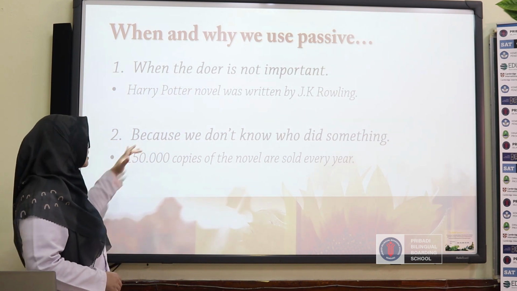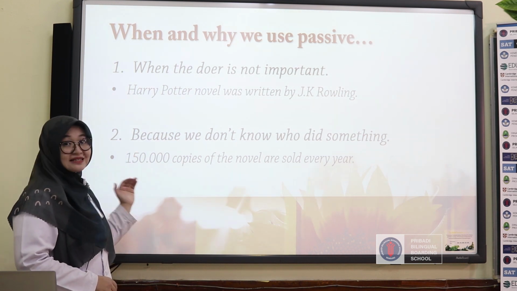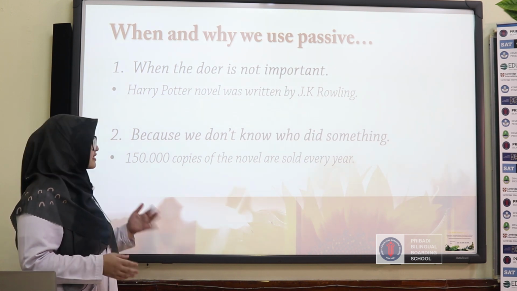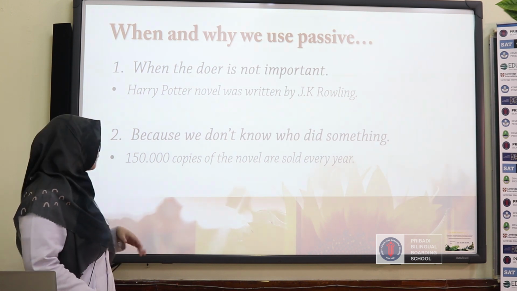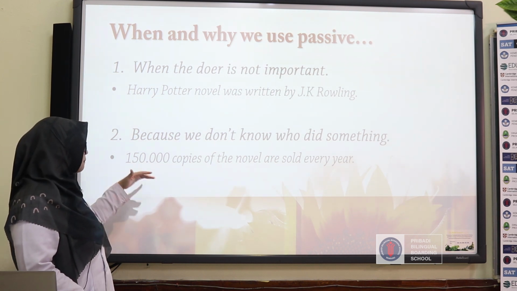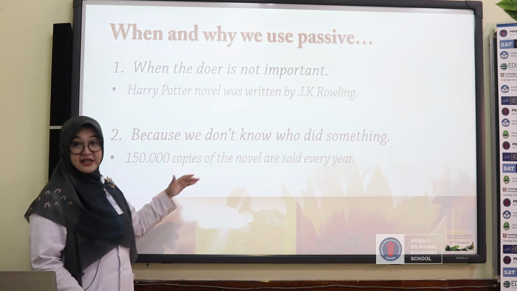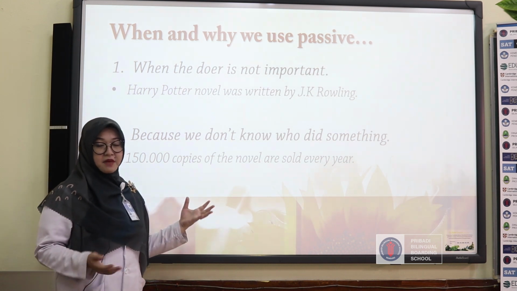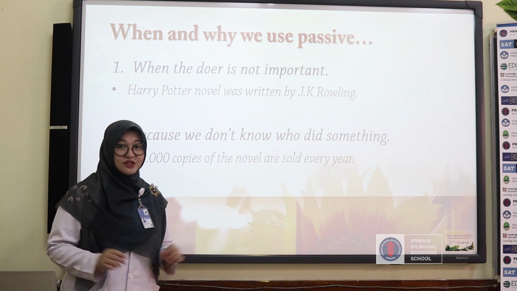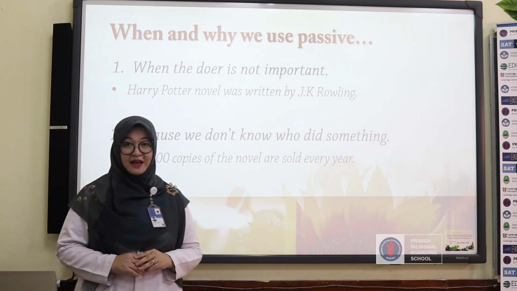The second one, because we don't know who did something, instead of putting somebody or anybody, we can just simply use passive sentence for this. So look at the sentence, 150,000 copies of the novel are sold every year. We don't know who sell it. Maybe the bookshop, maybe the online shop. We don't know. So we don't need to make the active sentence for that.